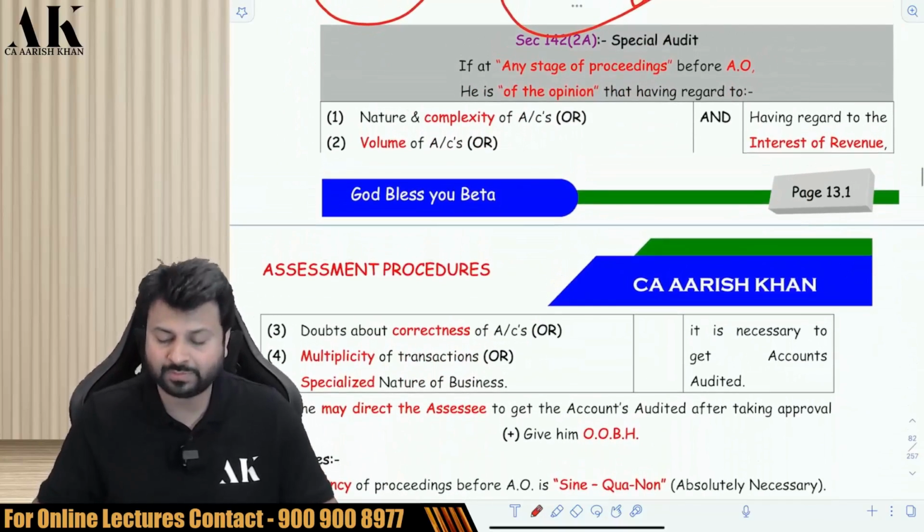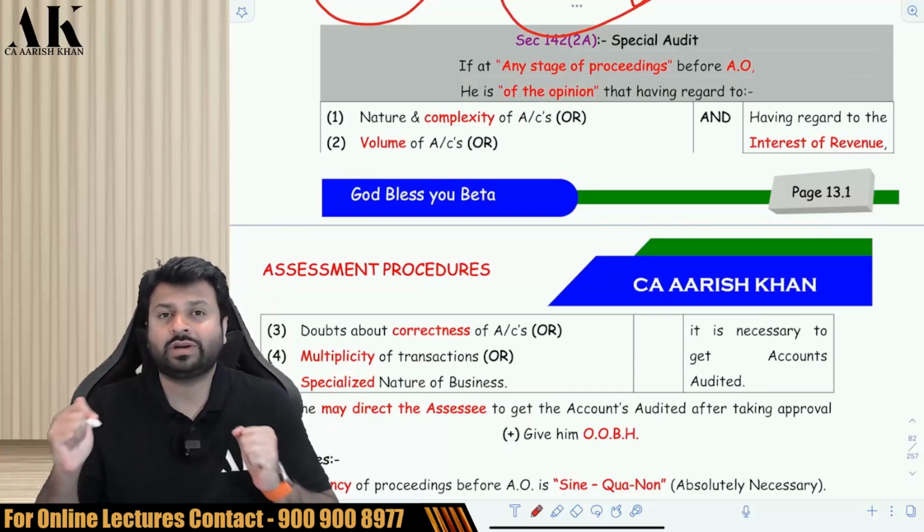Okay, let's move ahead with the next power. The next power of the assessing officer is the power to conduct special audit.